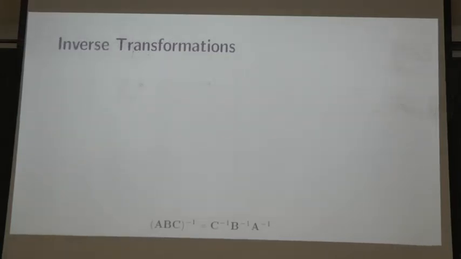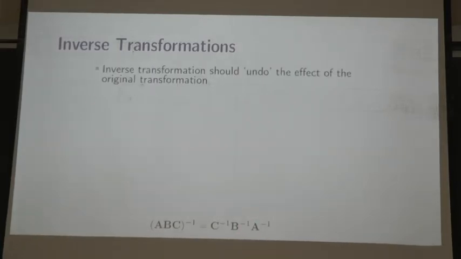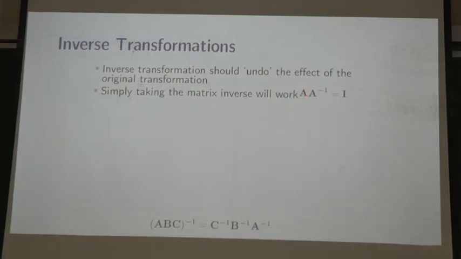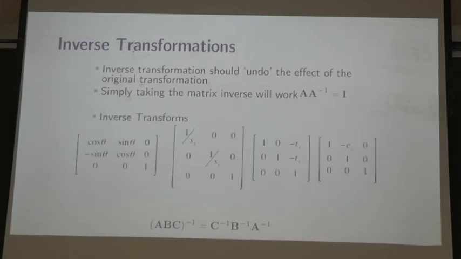Okay, let me talk about inverse transformations. So, the inverse of a transformation, what's the concept here? The inverse of a transformation should undo the effect of the original transformation. So if I take two steps this way, that's the transformation. The inverse of that would be two steps backwards. And what really works is simply taking the matrix inverse. If A is the transformation, then multiply it with A inverse and you get identity. And identity means no transformation happened, because it doesn't impact your point. So these are the inverse transforms.